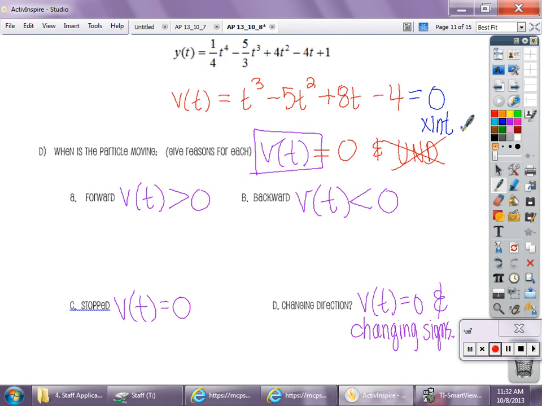So take your calculators. There's already, it's in your calculator. No, this one isn't, sorry. There is a way to graph the derivative. I'm not going to deal with that today. Go ahead and put that into y2. Leave your y1 alone. Put it into y2.